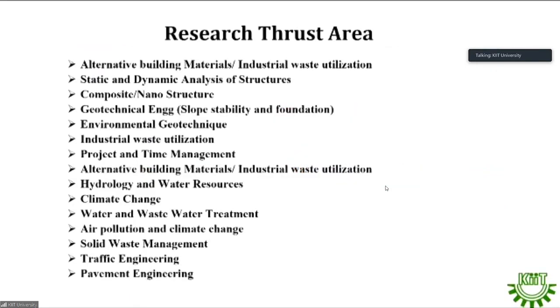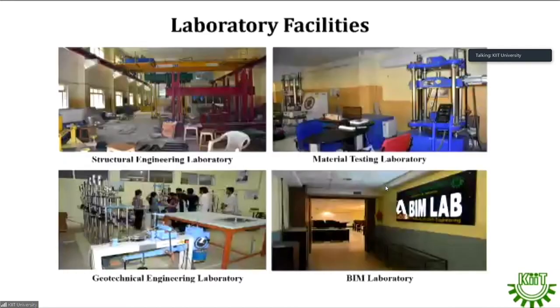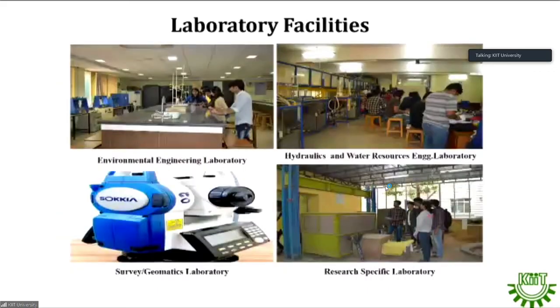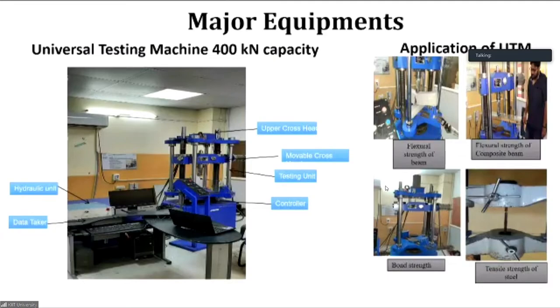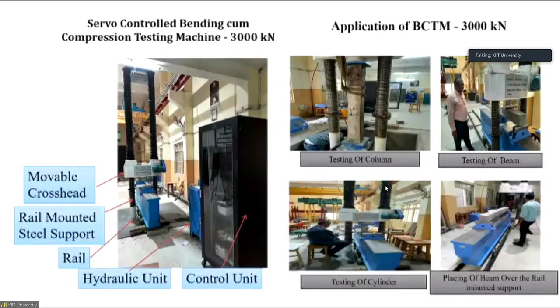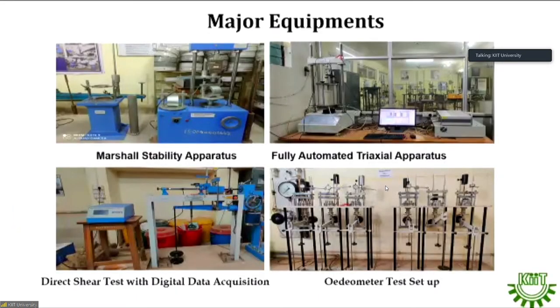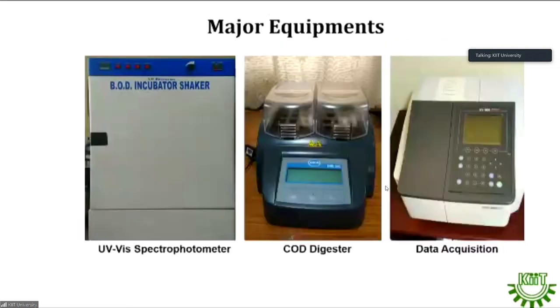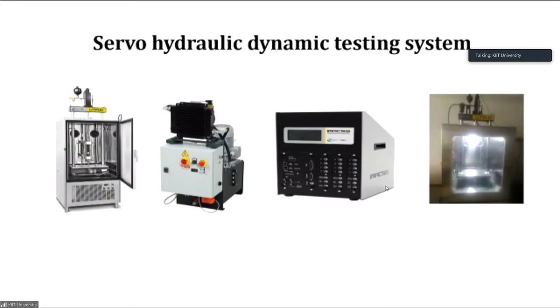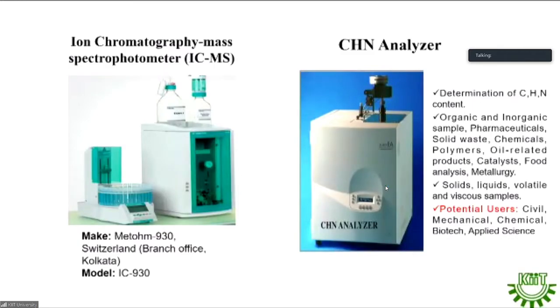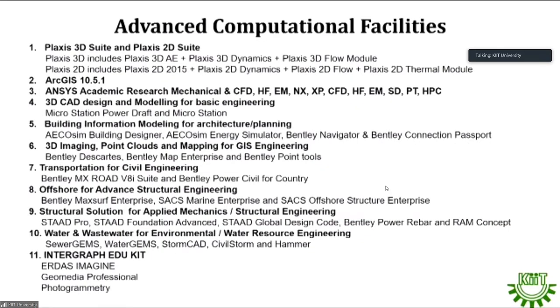We also have another interdisciplinary research group in the area of alternative building materials, static and dynamic analysis, composites and nanostructures, geotechnical engineering, environmental engineering, industrial waste, and climate change. These are another research thrust. Facilities like the structural engineering laboratory, material testing, geotechnical engineering, and BIM laboratory are available. The major equipment includes UTM, servo-controlled bending and compression testing machines, Marshall stability apparatus, fully automated triaxial apparatus, spectrometer, COD digester, servo hydraulic dynamic testing systems, ion chromatography, mass spectrometer, and CHN analyzer. Advanced computational facilities are available for this research.